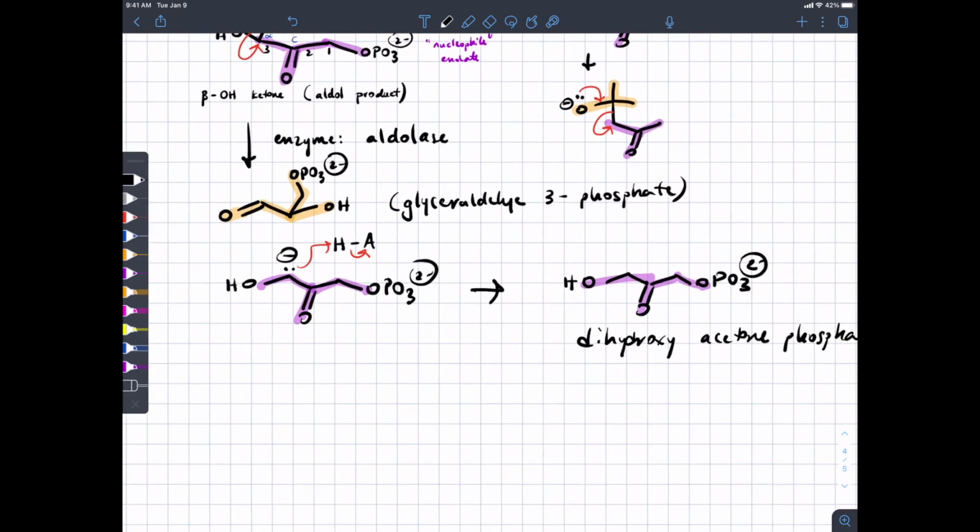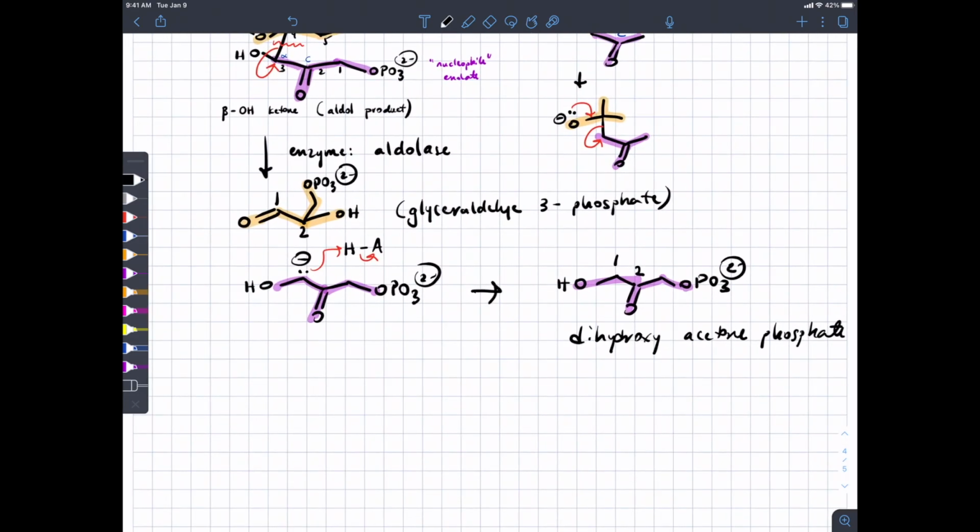And take a look at both of those molecules. They each have 3 carbons. And notice how they're related to each other. In the aldehyde, the double bond is on carbon 1, the OH is on carbon 2. In the dihydroxyacetone phosphate, the OH is on carbon 1, the ketone is on carbon 2. And it turns out we can actually interconvert them through a couple of rounds of tautomerization. But we will stop there.